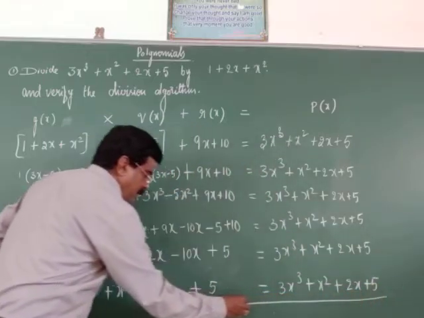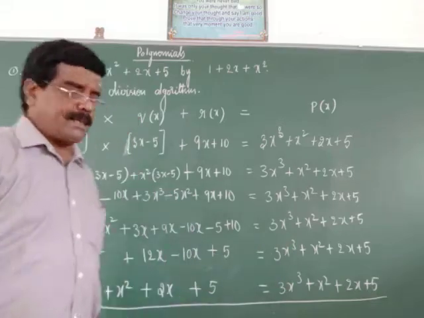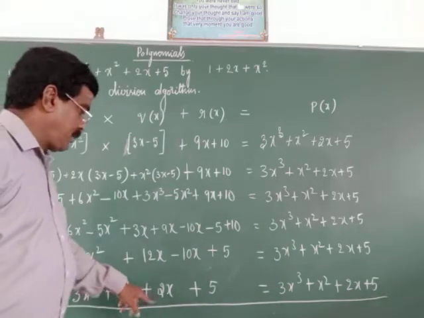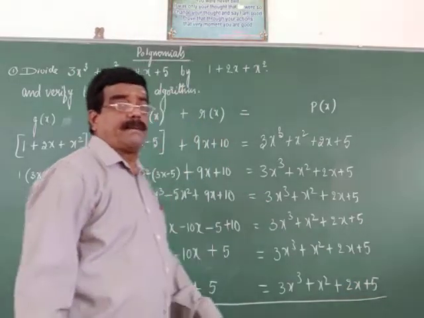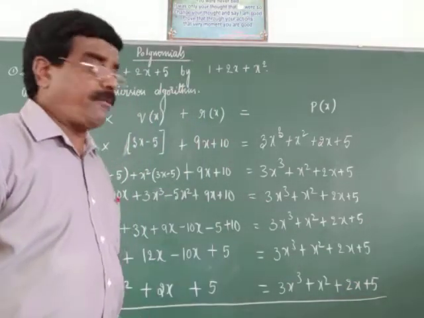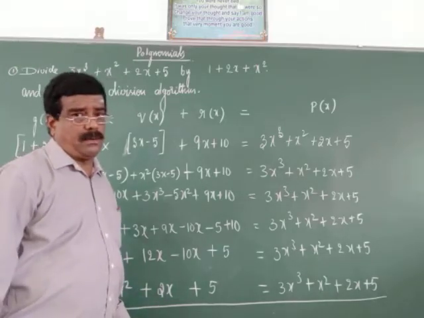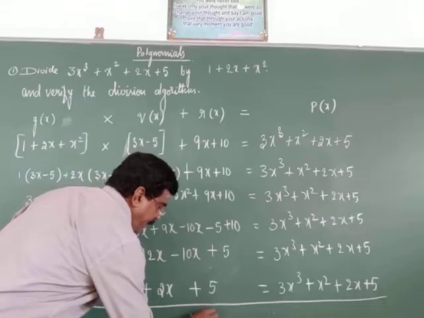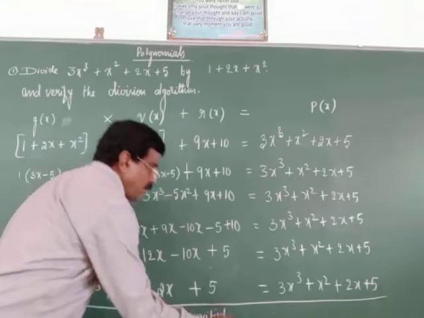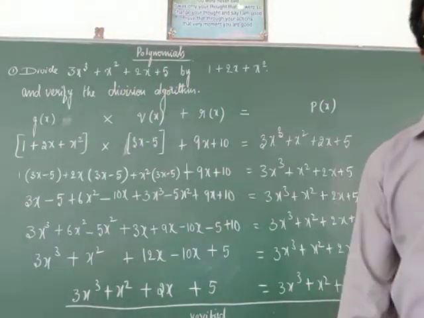See children, now you observe both left hand side as well as right hand side, they are same. That is 3x cube plus x square plus 2x plus 5 is equal to 3x cube plus x square plus 2x plus 5. Like that you must get it. This is how you have to verify the division algorithm in polynomials. Just you can write in the last word, verify. You can write it as verified.